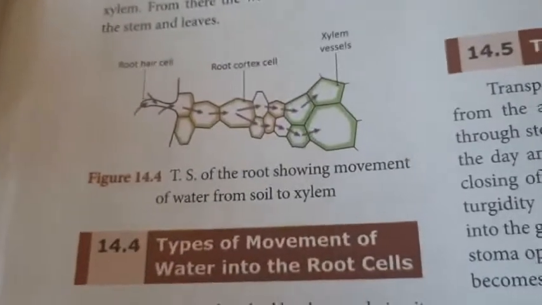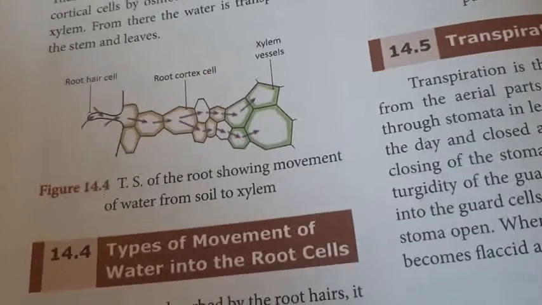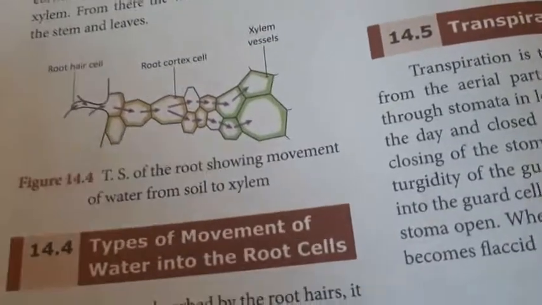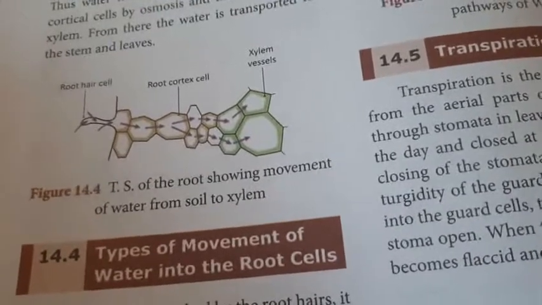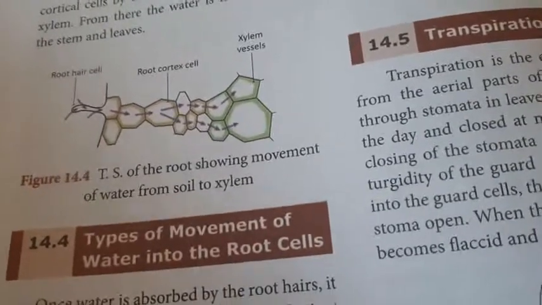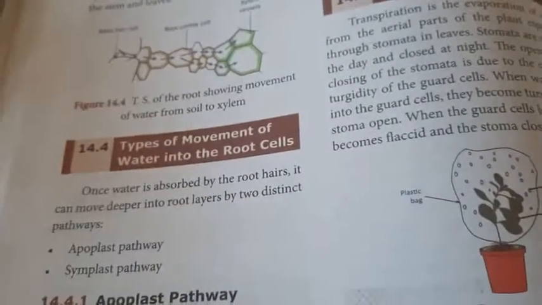See picture 14.4, TS of root showing movement of water from the soil to the xylem. First the water enters the root hair cell, then the root cortex cell, then the xylem vessels. Then, types of movement of water into the root cell.